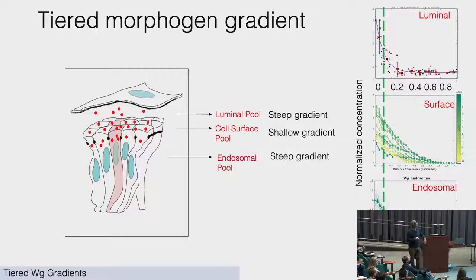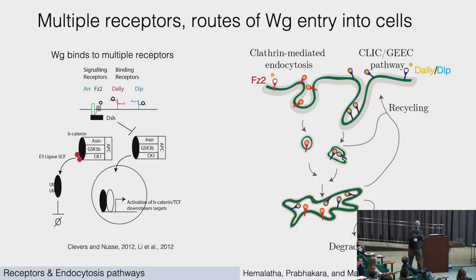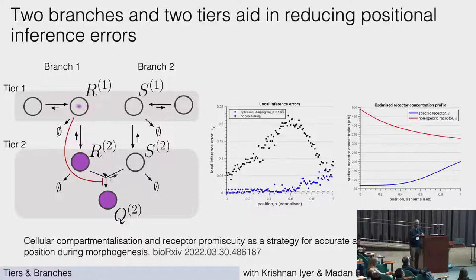So that obviously means for the surface gradient to be there, wingless must be captured at the surface. And what we know is that wingless has two receptors that will bind to it, the Frizzled receptor and other signaling receptors, and non-signaling receptors that we call binding receptors. And we already know that these two receptors take different endocytic routes to get inside the cell. We've discovered these points about the wingless interaction with the surface of the cell and its endocytic trafficking.